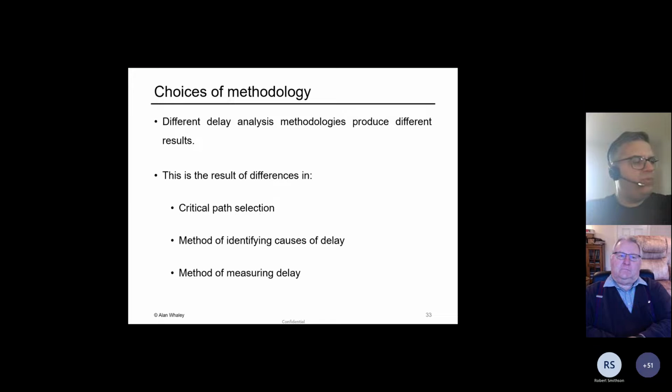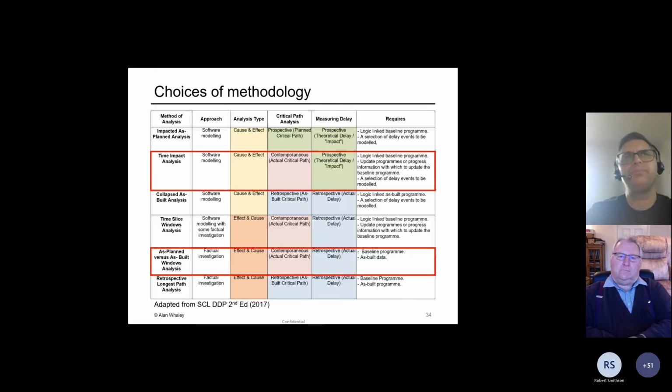So with those principles in mind, we've got the theory, we've got a few practical principles. What we'll see is really the methodologies are just combining different theoretical differences in the three areas we've already discussed. So again, this is a table from the SCL protocol.